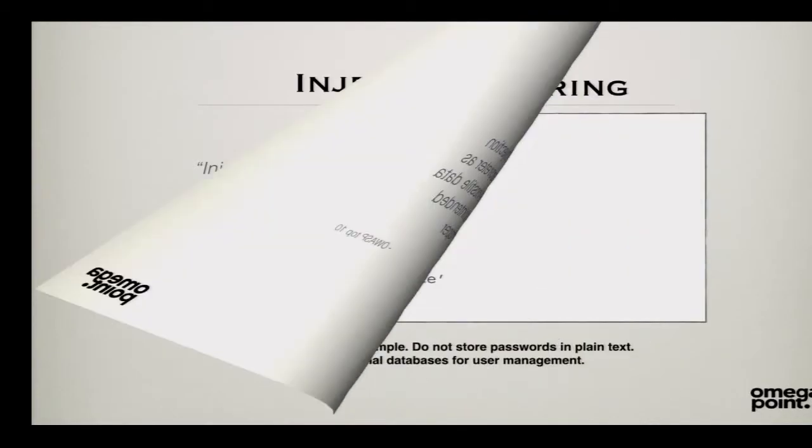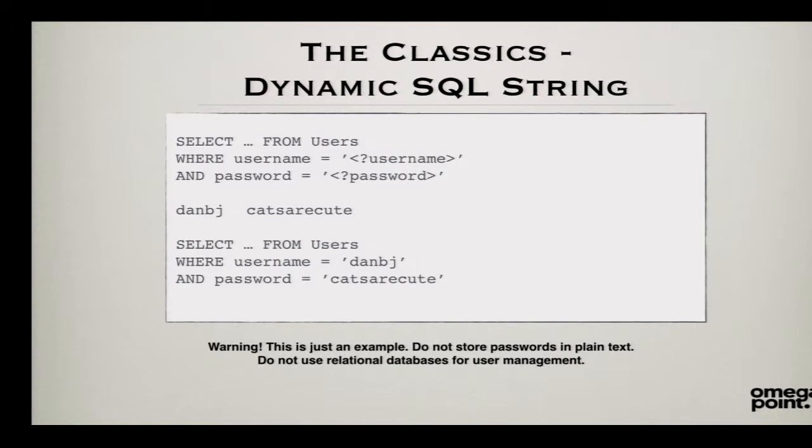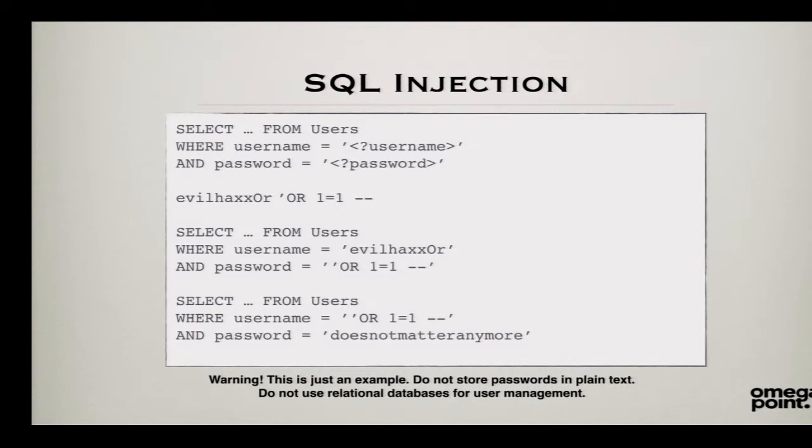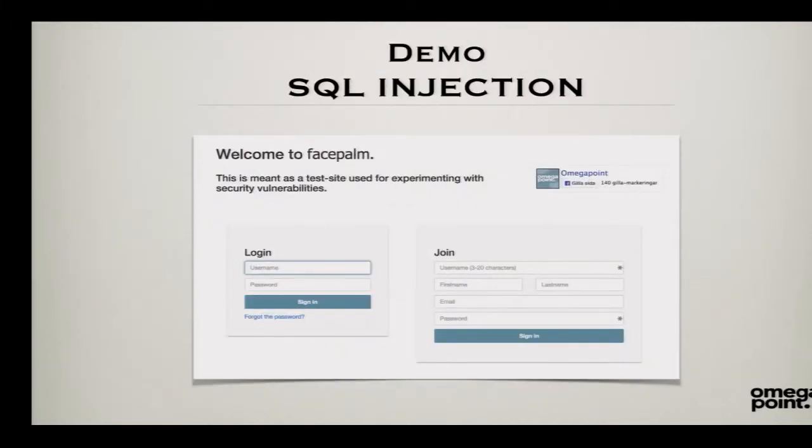And of course, you all know SQL, and here Dan is logging in. Apparently his password is cats are cute. Of course they are. And he gets access, but then there's an evil hacksaw that does the same thing. However, evil hacksaw's password turns out to be apostrophe or 1 = 1 --, and by magic, evil hacksaw gets access, because the query matches all rows in the database.